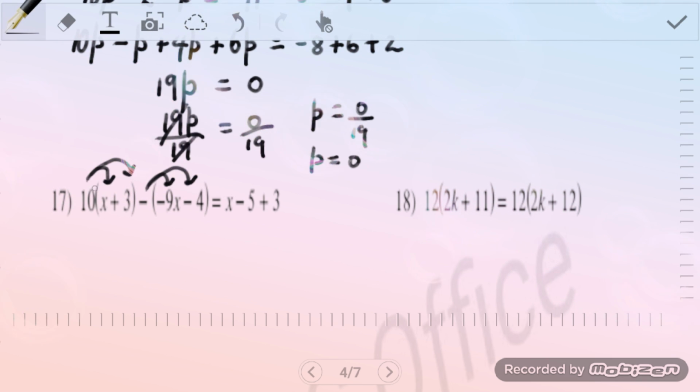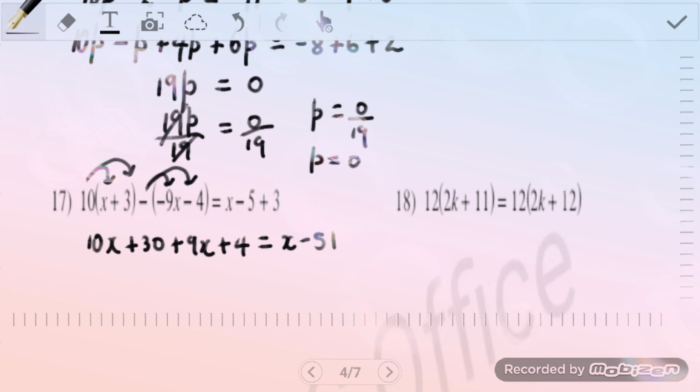So we have 10 multiplied by x gives us 10x. And 10 multiplied by 3 gives us 30. -1 multiplied by -9x. We know that 1 multiplied by 9 is 9, and negative multiplied by a negative is a positive, so that's positive 9x. -1 multiplied by -4 gives us positive 4. And that's going to be equal to x take away 5 plus 3.